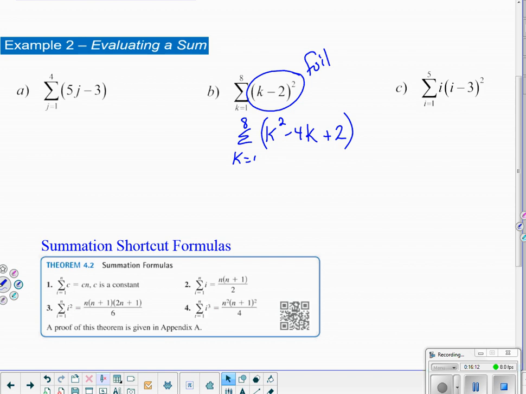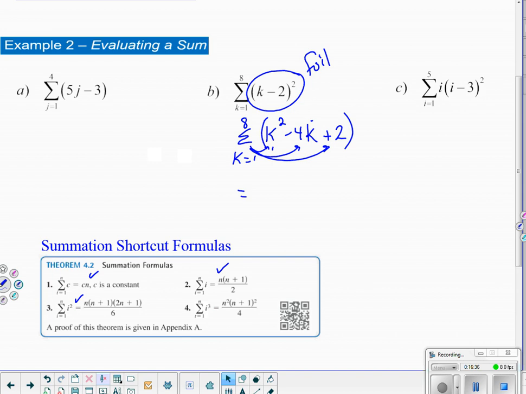Now I'm going to use 3 different rules. I'm going to use the squaring rule, which is down here. I'm going to use the k rule, which is right there, and then the constant rule, which is over there. So I'll be using in the order of, it looks like 3, 2, 1, doesn't it? All right. Let's expand this. So I'm thinking of each one separately, right? Summation of each one of those individually.